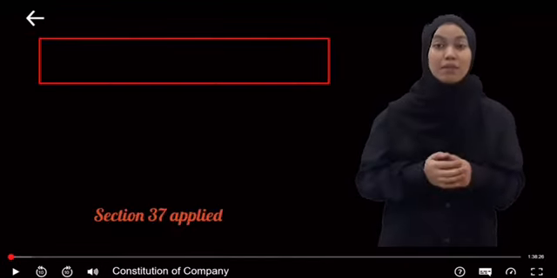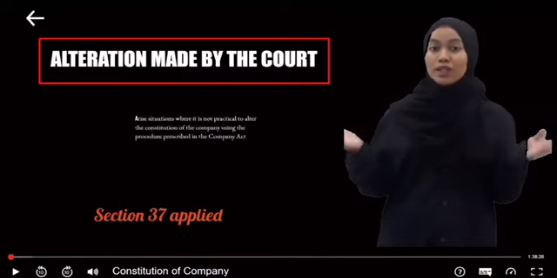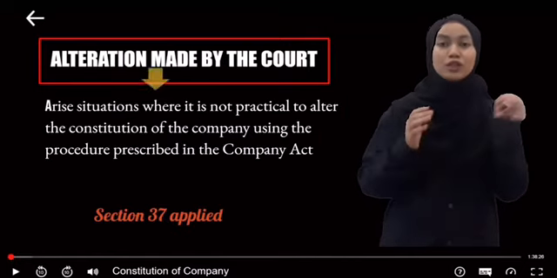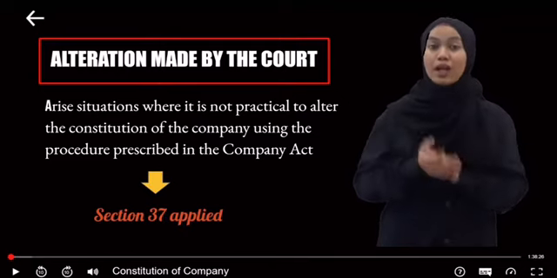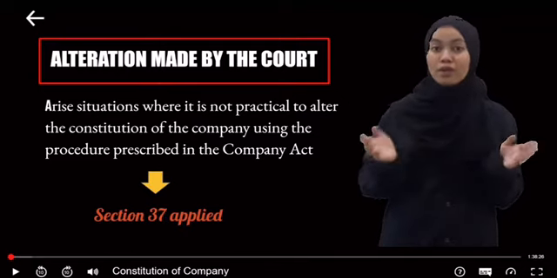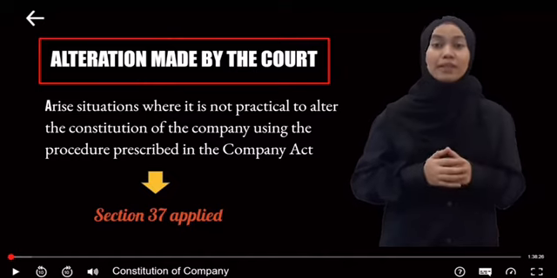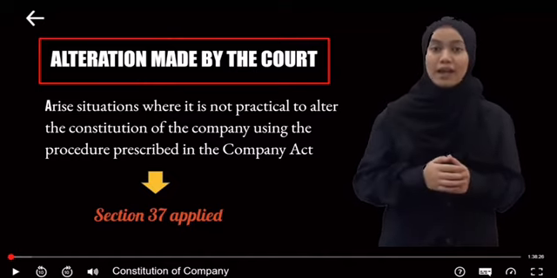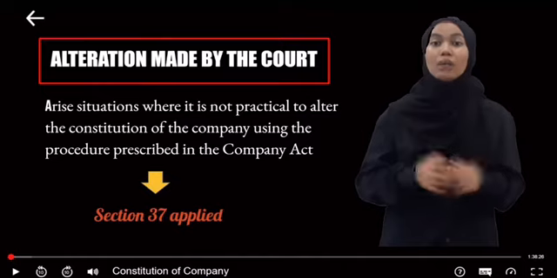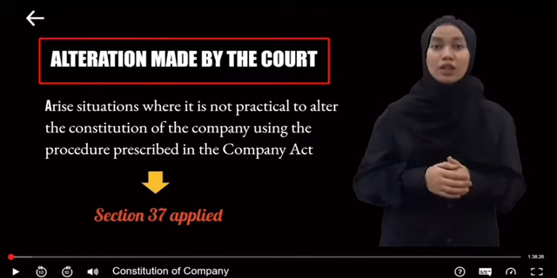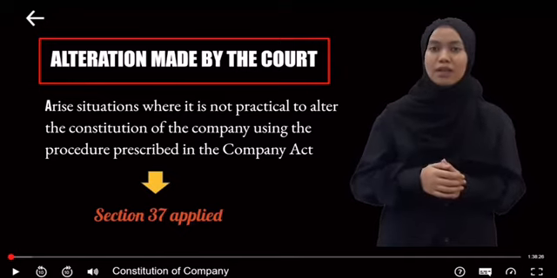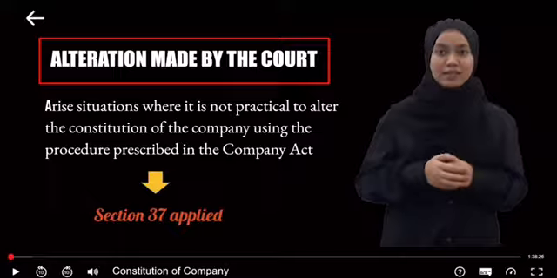Next, alteration made by the court. There may arise situations where it is not practical to alter the constitution of the company using the procedure prescribed in the Company Act. Therefore, Section 37 of Company Act 2016 provides that a director or a member may then apply to the court for an order to alter the constitution, and then the court may grant the order on such term and condition as it thinks fit.